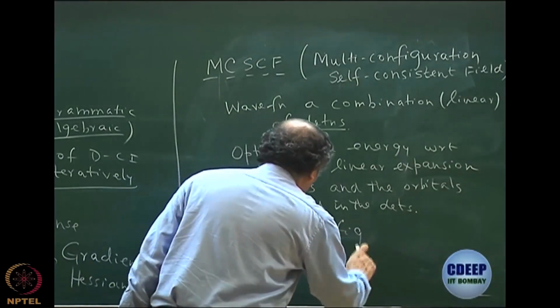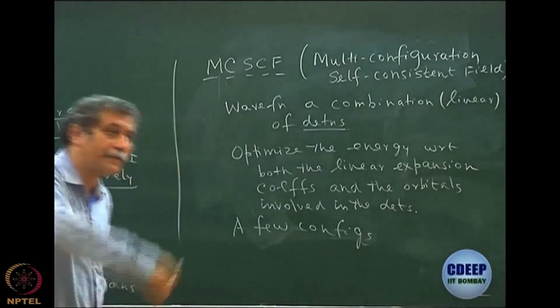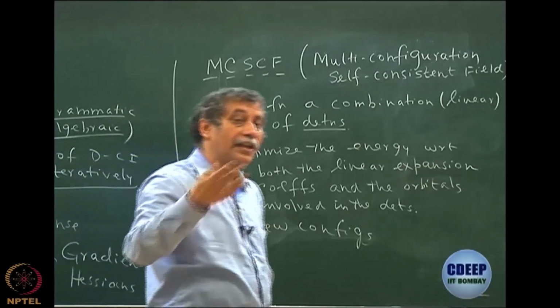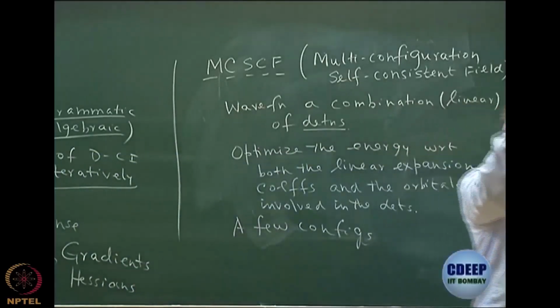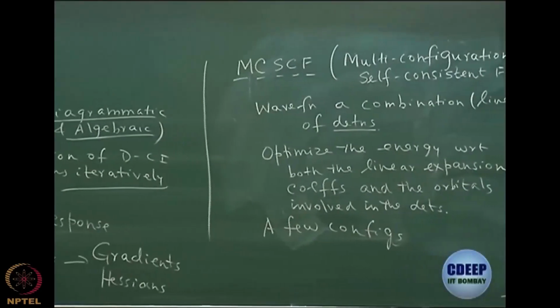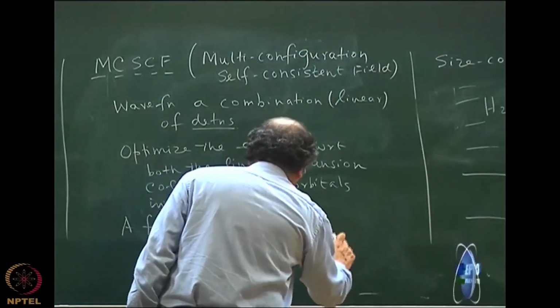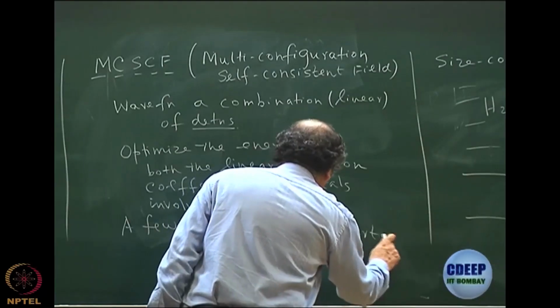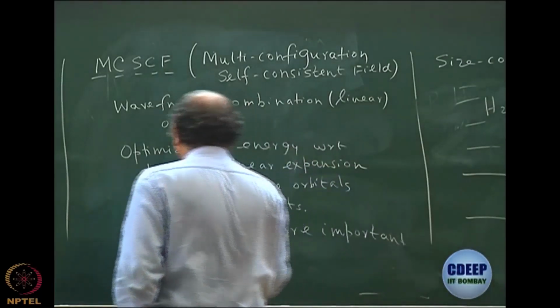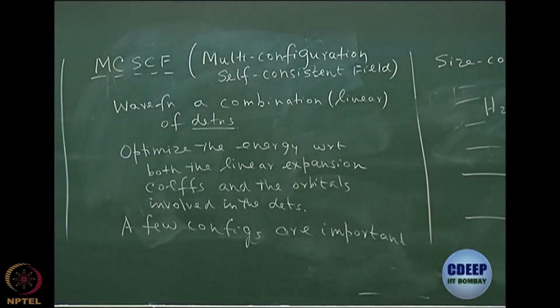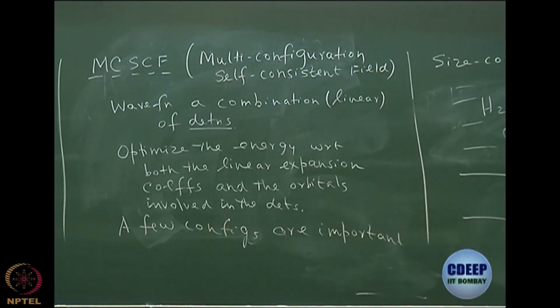So, do not do a real CI, because in CI you are taking everything. Even in CI, of course, you do selection. I told you that by looking at the energy denominator, you can select determinants and amplitudes, but at least here I know that a few configurations are important. In such a case, you can actually do MCSCF. It gives very, very accurate results.